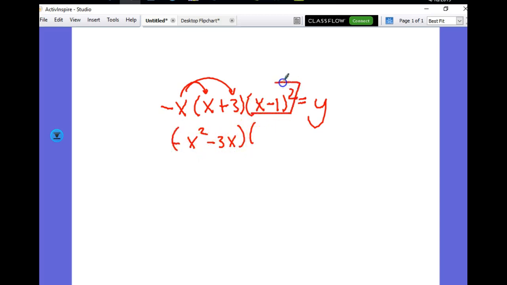And then I'm also going to multiply that thing out there. That's x squared minus 2x plus 1. Okay? Now I'm going to multiply this whole polynomial by that whole polynomial. Now I'm not going to show my work for that. I'm just going to show you the answer really quick.